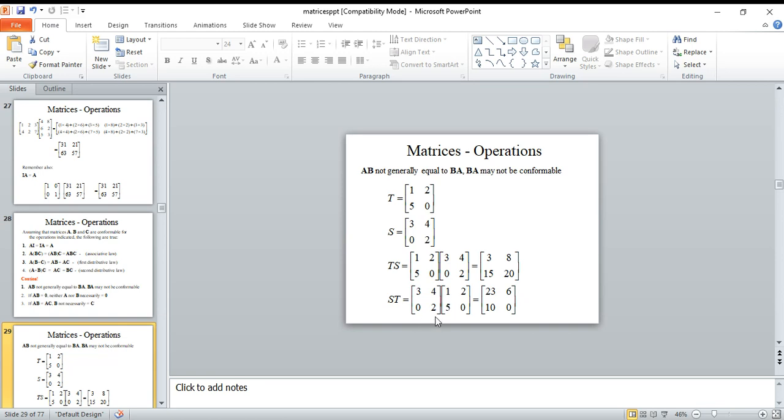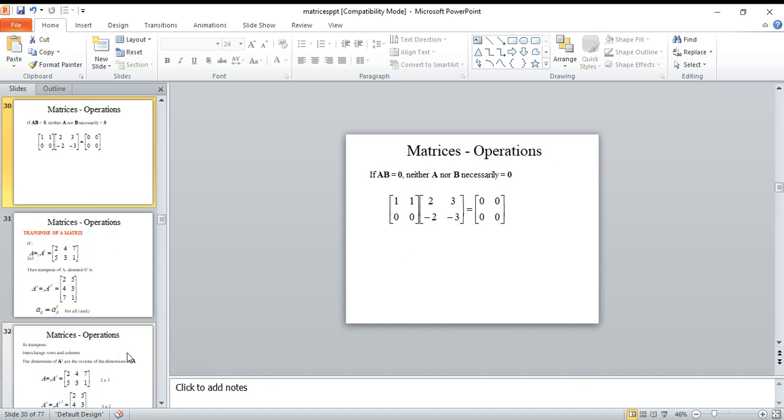Next, second row with first column: 0 into 1 is 0, 2 into 5 is 10, 0 plus 10 is 10. Then 0 into 2 is 0, 2 into 0 is 0. So 23, 6, 10, 0. The TS matrix is 3, 8, 15, 20, but the ST matrix is 23, 6, 10, 0. That means TS is not equal to ST. That means AB is not generally equal to BA. BA may not be conformable.